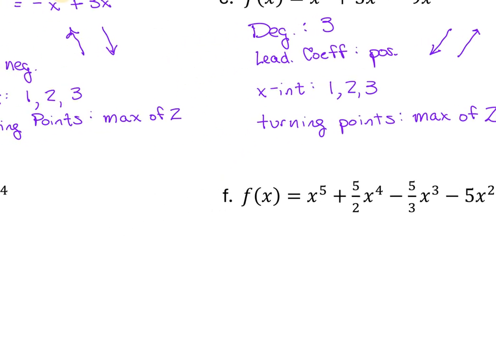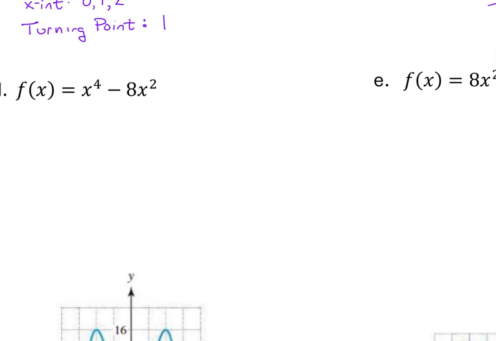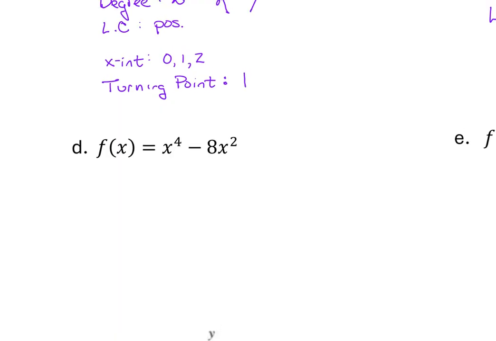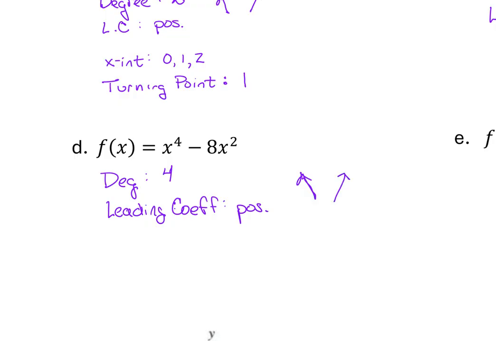All right, 3 more. Let's see what we got. When we come to example D, it is in the correct order. We have a degree of 4. We have a leading coefficient that is positive. And because it is an even degree and a positive coefficient, then I know that it's going to look something like this.